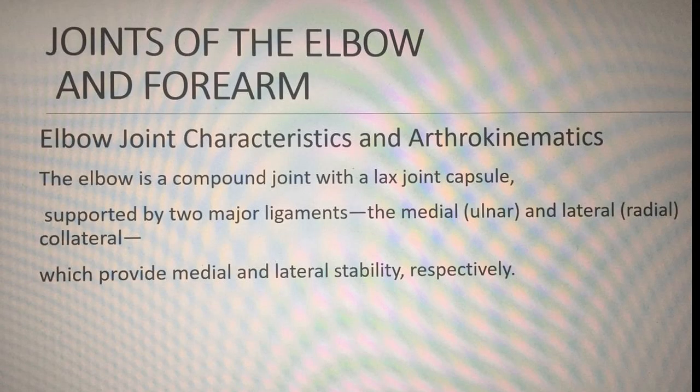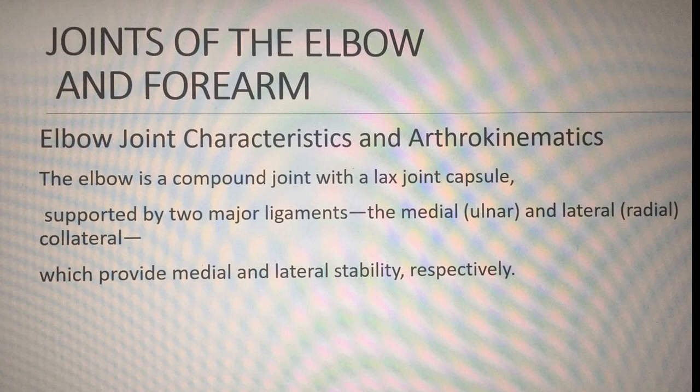Now the elbow joint characteristics and osteokinematics. The arthrokinematics of a joint are defined as the accessory motions happening inside the joint capsule, and examples of these accessory motions are gliding, sliding, or spinning motion occurring within the joint capsule.